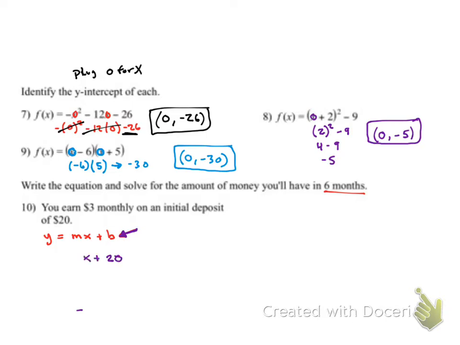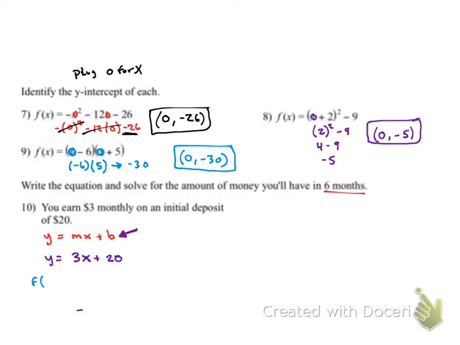The x is going to stay x. The y is going to equal y. And now the $3 monthly, because we don't know how many months we're talking about, that 3 is going to get the x. Right? So if we're talking about 1 month away, then we'll plug in 1 for x. If we're talking about 2 months away, we'll plug in 2 for x. If we're talking about 10 months away, we'll plug in 10 for x. But for now, the problem is asking us for 6 months.